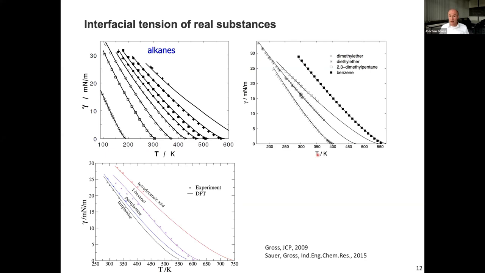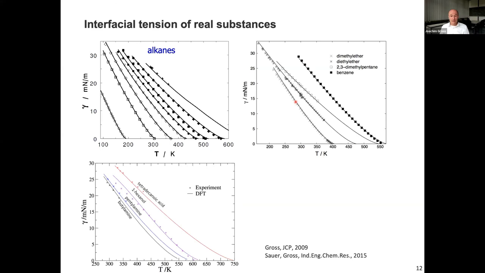A calculation starting from scratch, calculating a phase equilibrium and solving the density functional theory equations, iterating that to convergence, takes about 30 milliseconds. So it's rather swift for a single point, including the phase equilibrium calculation.